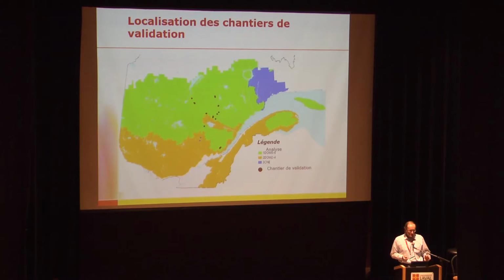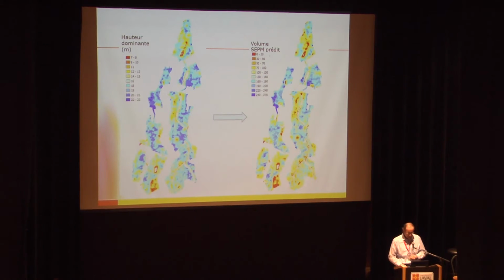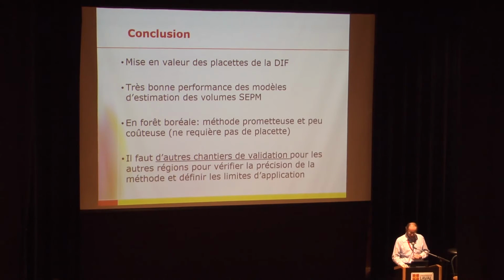But to come to results like this, it's really important to support yourself with good validation sites. For the time being, we have 18 of those sites, and we don't cover the whole study area. So it will be important in the near future to have harvesting sites in all the other sectors to eventually have a good precision so as to validate the model, and also maybe so as to be able to make adjustments depending on regional realities. But for the time being, it works very well in the Lac Saint-Jean area.